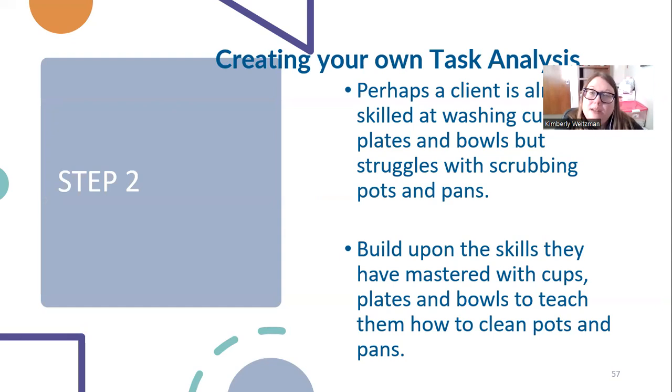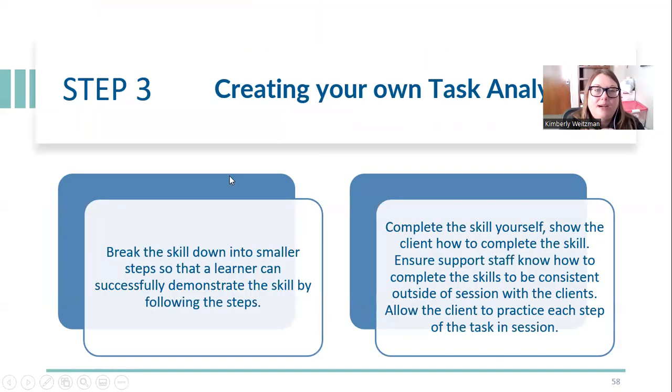Another thing to think about is building on what they already know. So maybe they are already good to go on washing cups, plates, and bowls, but they're struggling with those more difficult pots and pans with scrubbing them. So we could use what they've already mastered by washing cups, plates, and bowls, and then translate and apply that now to cleaning pots and pans. There's a lot of overlap, but there's also some additional skills required to really clean those pots and pans.